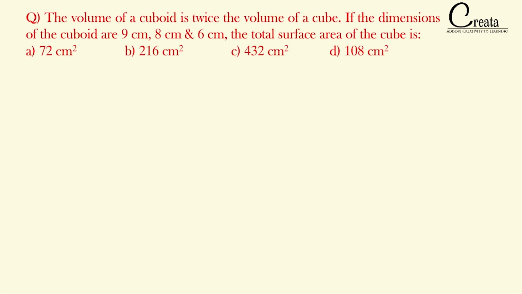Let's move to the next question. The question is, the volume of a cuboid is twice the volume of a cube. If the dimensions of the cuboid are 9 cm, 8 cm and 6 cm, the total surface area of the cube is, 4 choices are given. Pause the video and try to solve the question.